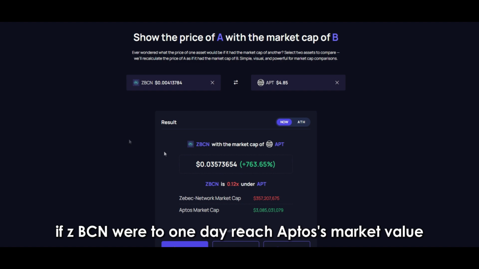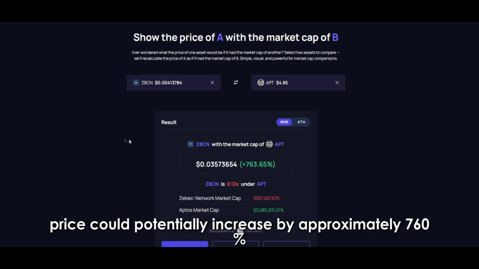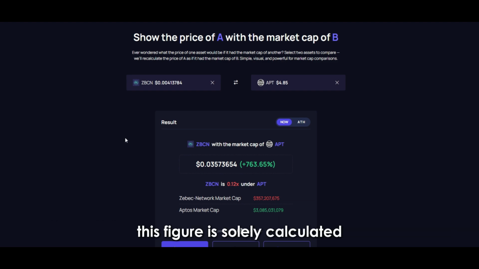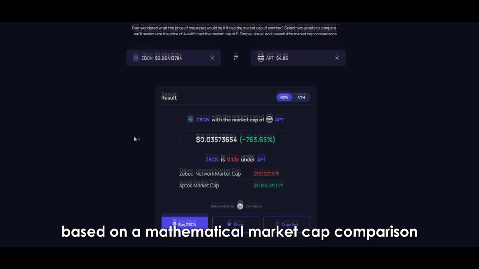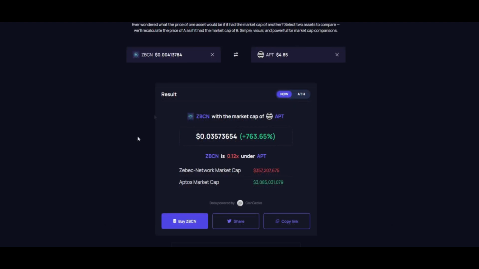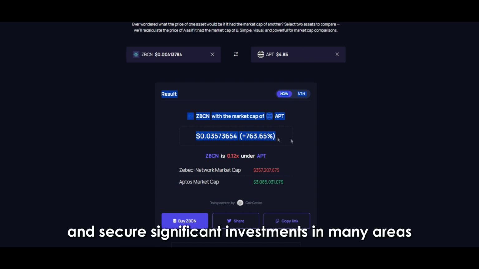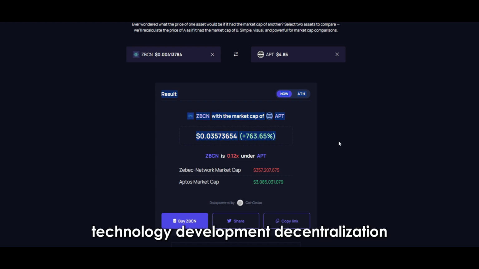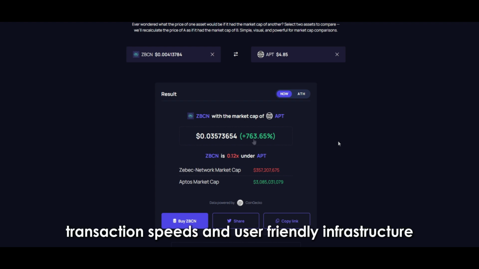If ZBCN were to one day reach Aptos's market value, its price could potentially increase by approximately 760%. This figure is solely calculated based on a mathematical market cap comparison, and looking at price alone is not enough for this to happen. ZBCN would need to make major strides and secure significant investments in many areas, such as community building, technology development, decentralization, security, transaction speeds, and user-friendly infrastructure.